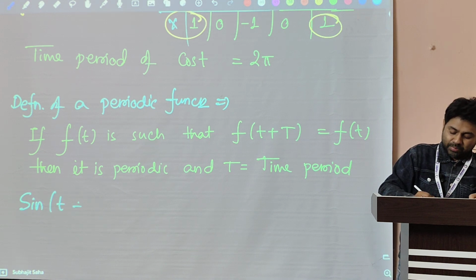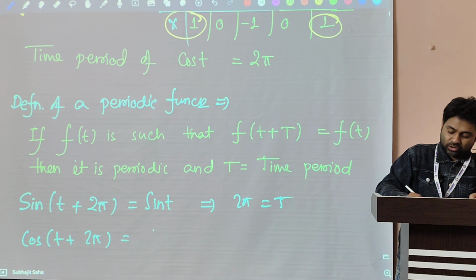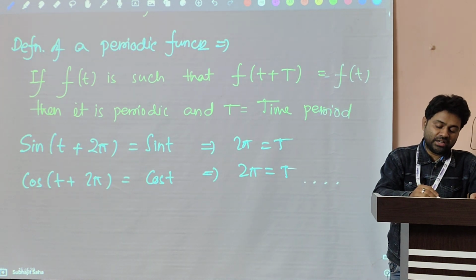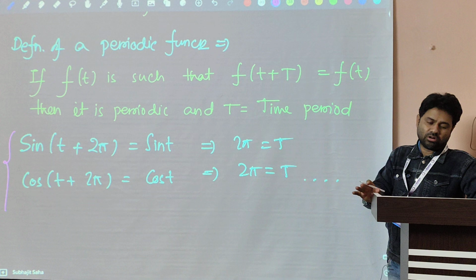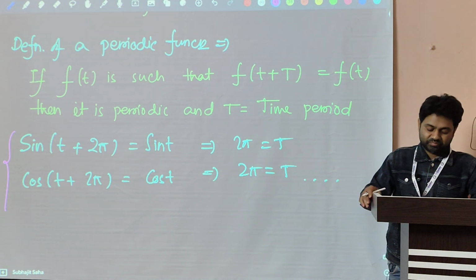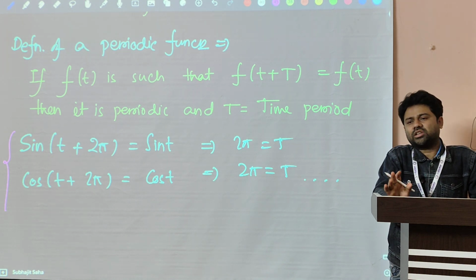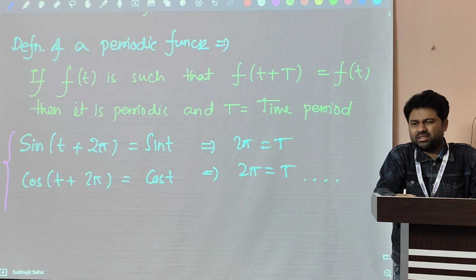Now we have seen sin(t plus 2 pi) has same value as sin t, so we say 2 pi is the time period for sine function. Cos(t plus 2 pi) will have same value as cos t, so we will say 2 pi is the time period of cosine function, and etc. For our study, we will just keep it limited to sine and cosine functions. There are other periodic functions not required for us. So end of the story. What did we learn? Sine functions and cosine functions are periodic. They repeat their value after a certain time interval.